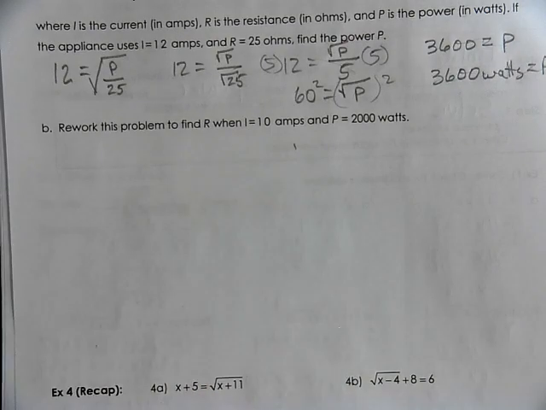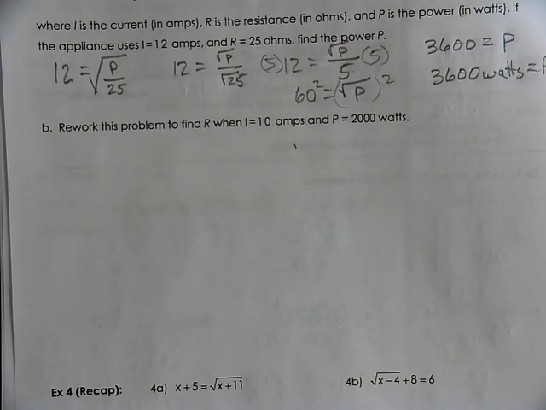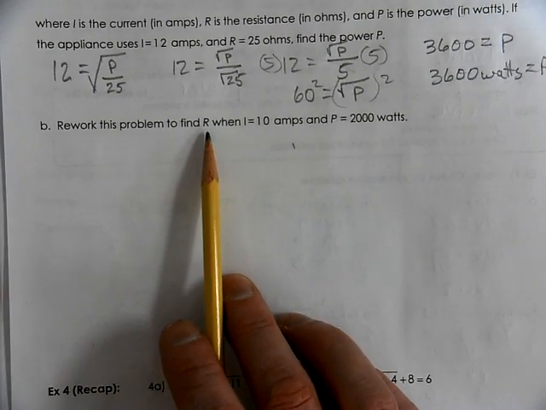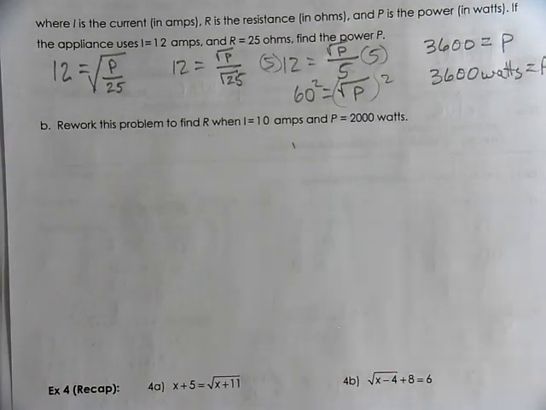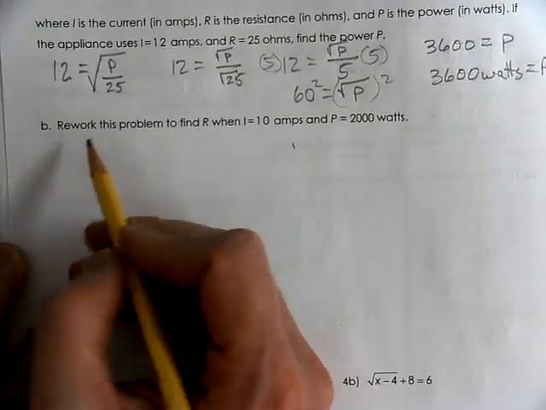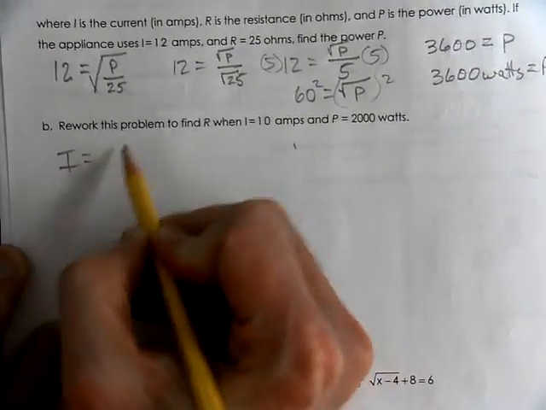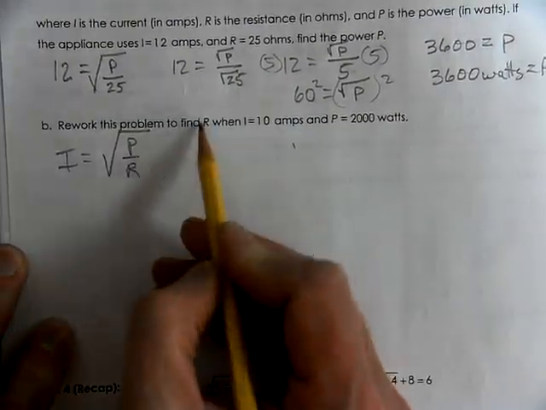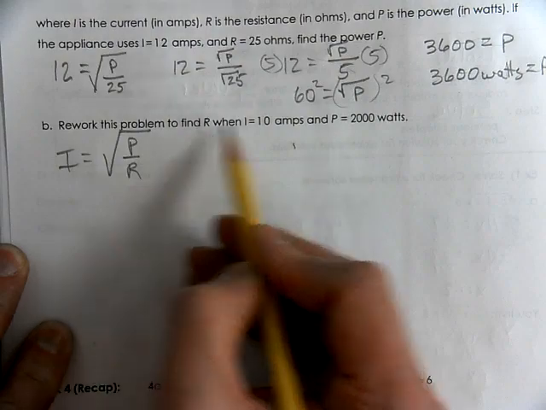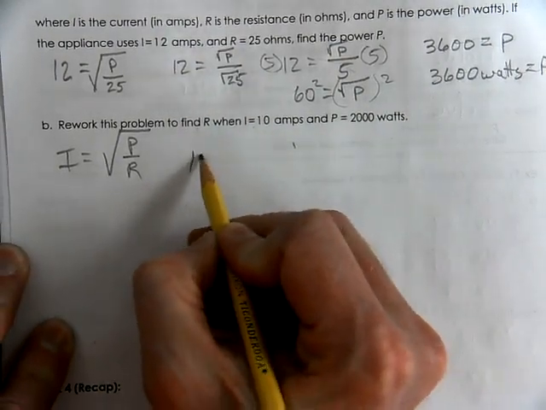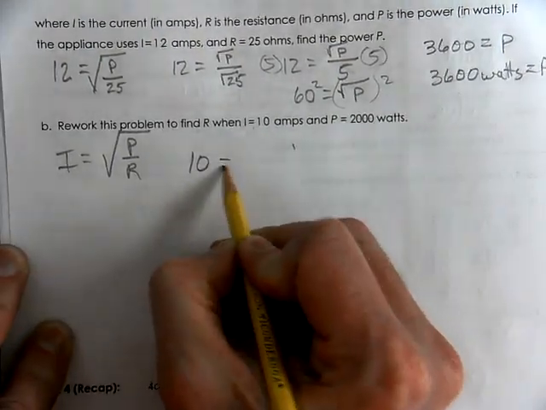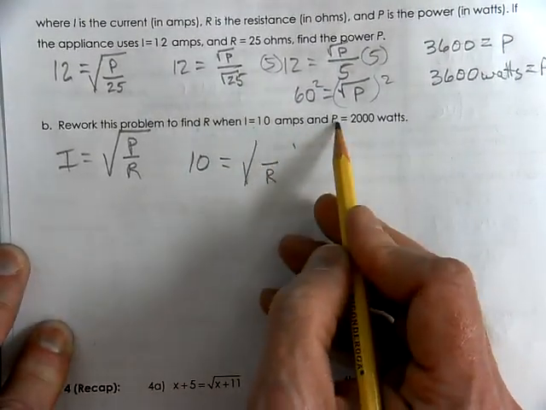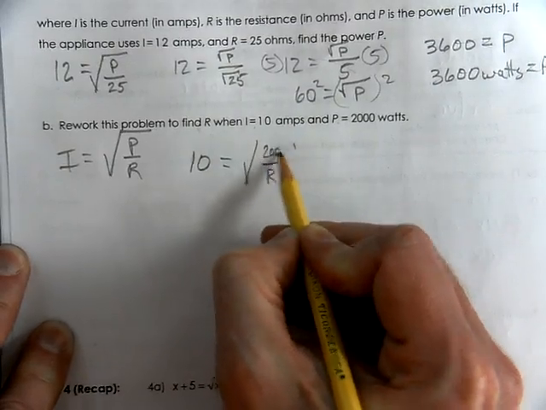So we come down to our next one. You go ahead and work this one out, and you're trying to find the R value. So remember, our equation is I equals the square root of P over R. That's our formula. So we're trying to find R. If the current is 10 amps, we don't know R, but P is 2,000.